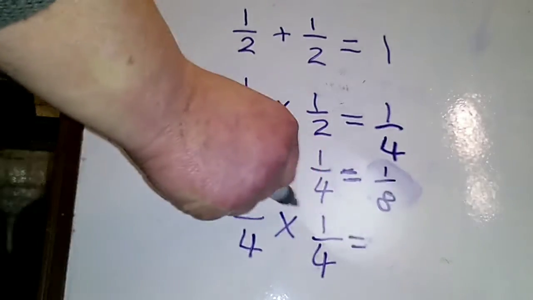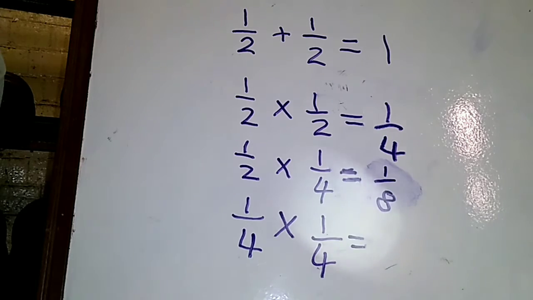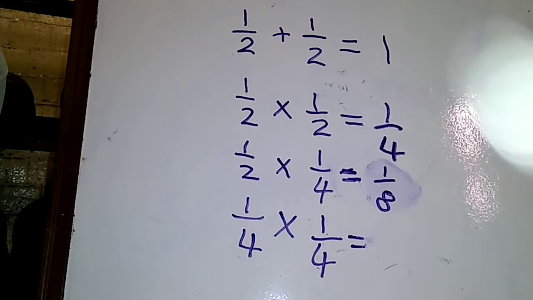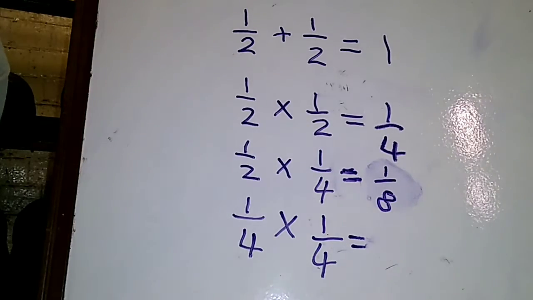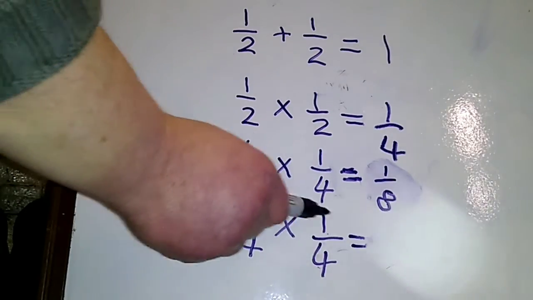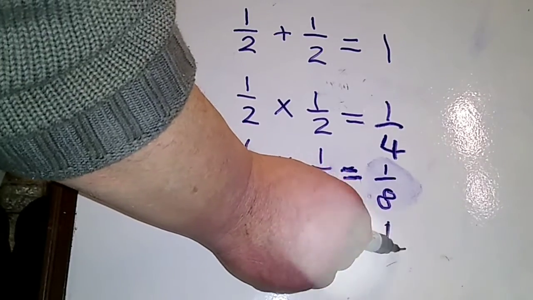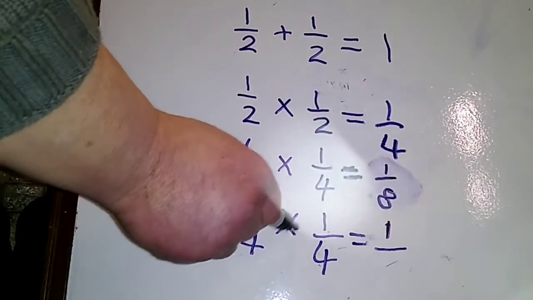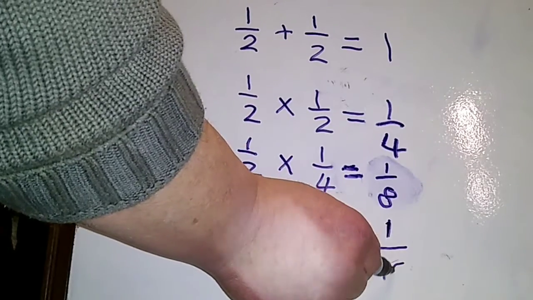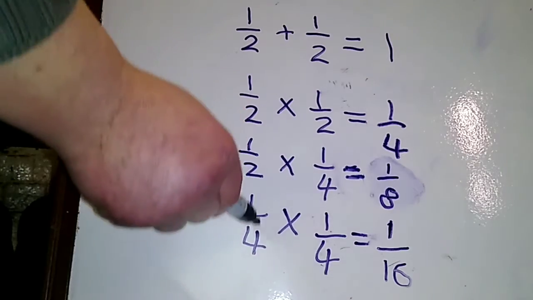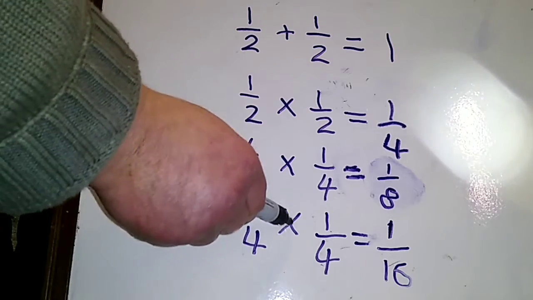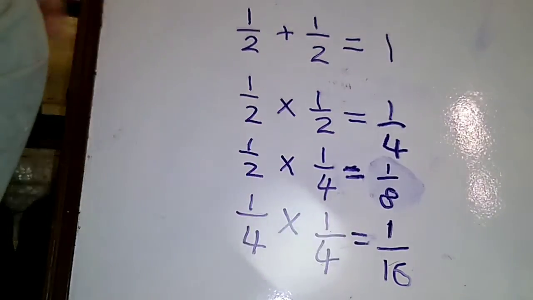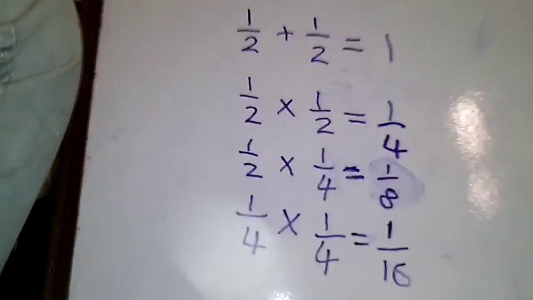So you multiply the top and the bottoms. So a quarter by a quarter, I'll give you 10 seconds. So 1 times 1 is 1 over 4 times 4 is 16. So a quarter times a quarter is 1 over 16, because 1 times 1 is 1 and 4 times 4 is 16. So we say that's a 16th, 1 over 16.